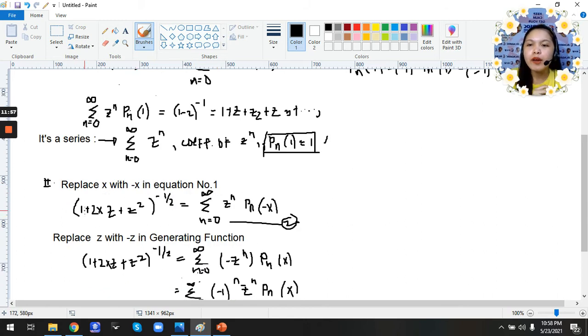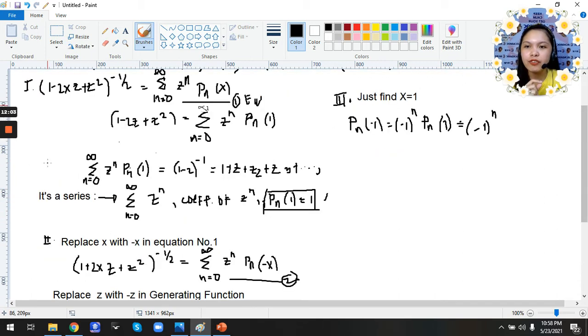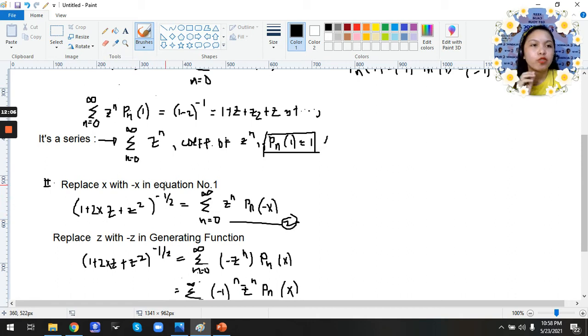Let's see. 1 plus 2xz plus z squared, copied from number 1, to the power of negative 1/2 is equal to the summation from n equals 0 to infinity of z to the power of n times P sub n of negative x. And this is already our equation number 2. I already wrote it because it takes time for me to write the answer here.